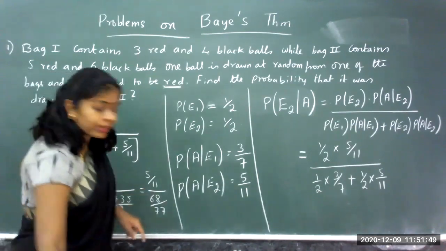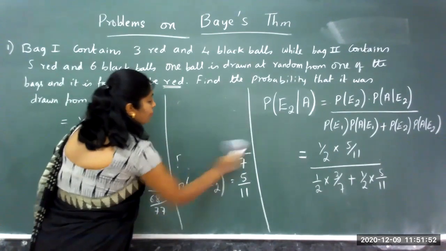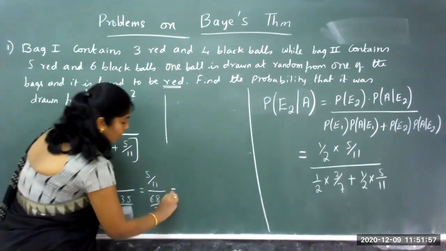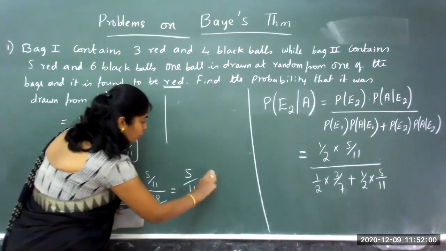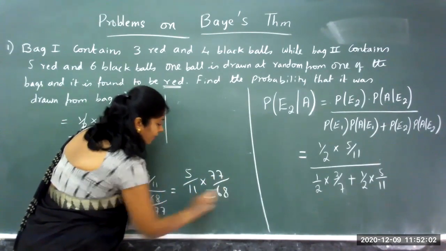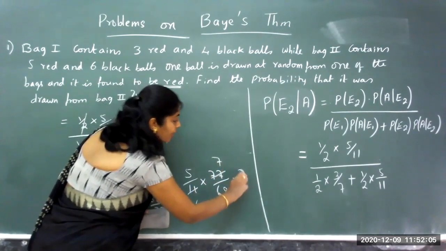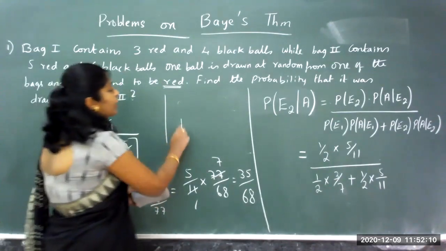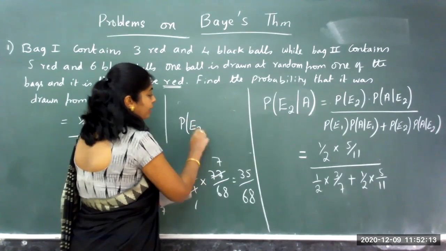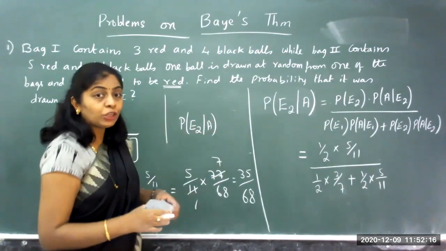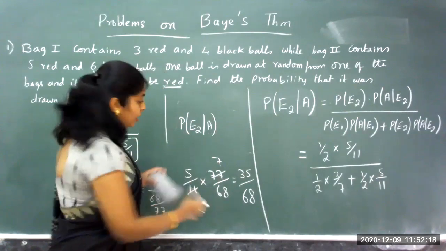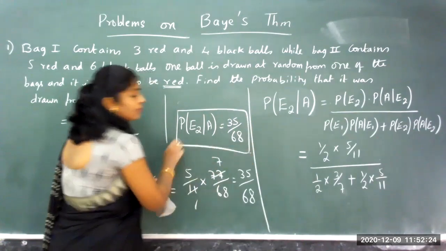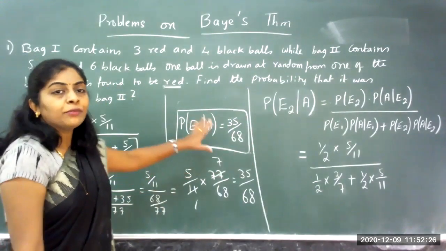Can I say these two are multiples? So if I simplify that, 5 by 11 into 77 by 60. 11 ones are 11, 7s are 35 by 60. So the probability of choosing from the second bag a red ball is nothing but 35 by 60. This is the solution that you will take from this theorem.